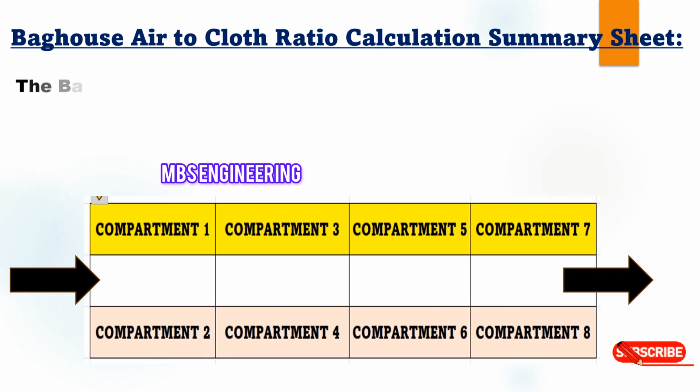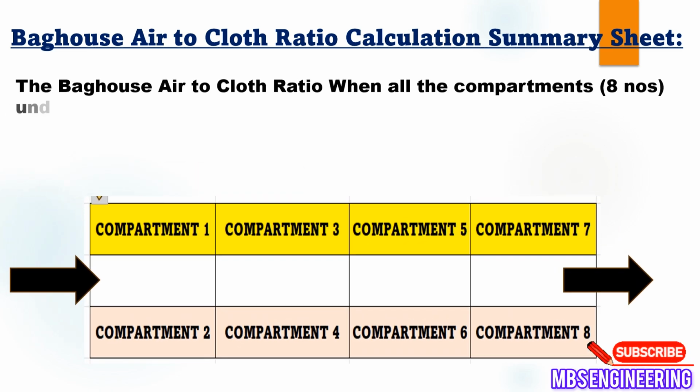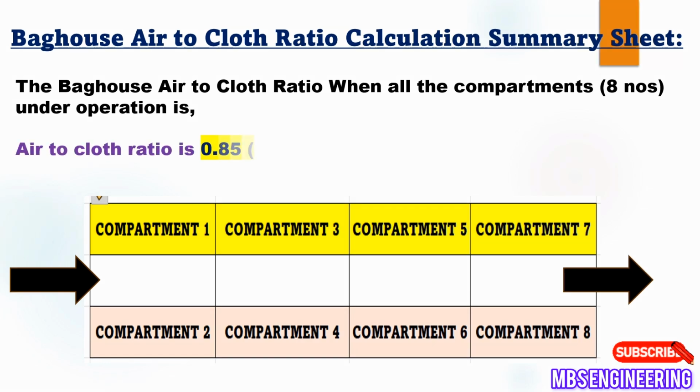Next, we will understand the baghouse air-to-cloth ratio calculation summary sheet. The baghouse air-to-cloth ratio when all the compartments, 8 numbers, are under operation is 0.85 meter cube per minute per square meter. We hope everyone understands the formula and how to calculate the air-to-cloth ratio for the baghouse equipment.